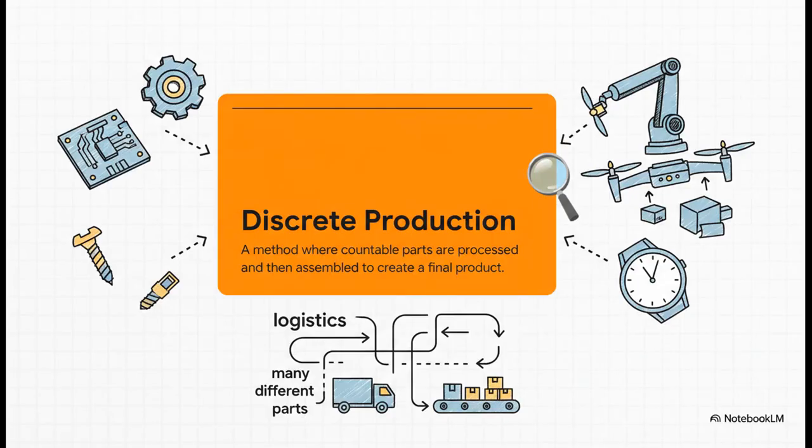So the main takeaway for discrete production is assembly. It's all about taking countable components and putting them together. The big challenge here is really all about logistics, managing a potentially huge inventory of different parts and making sure everything gets to the right place at the right time.